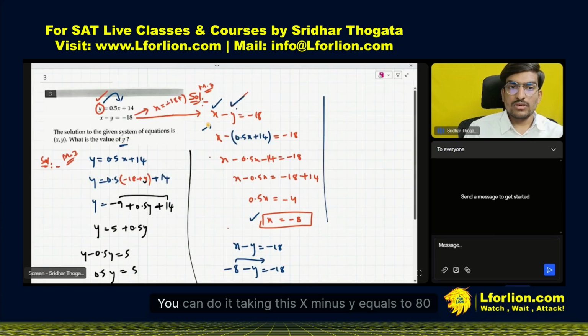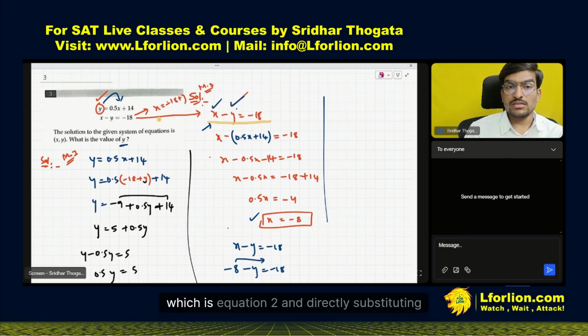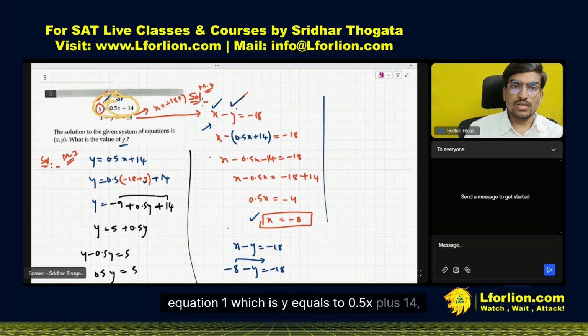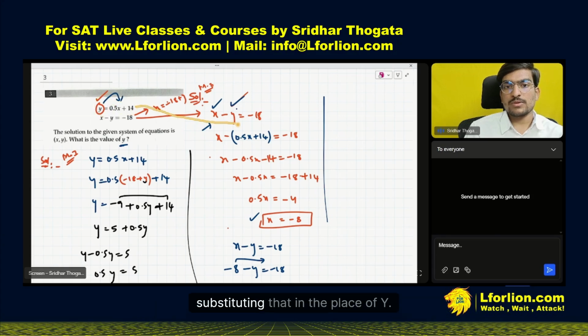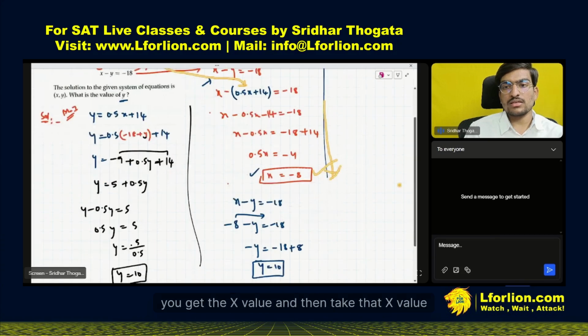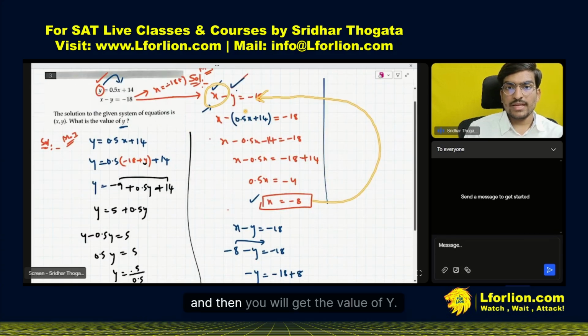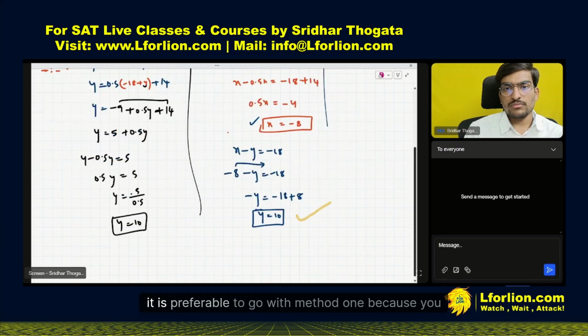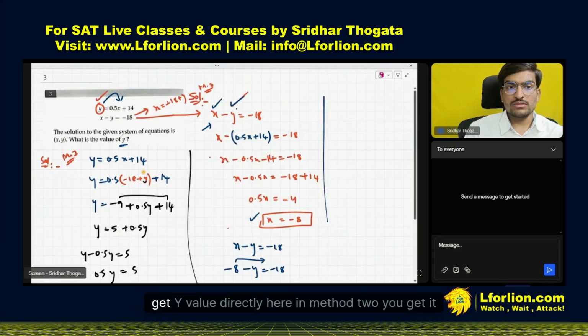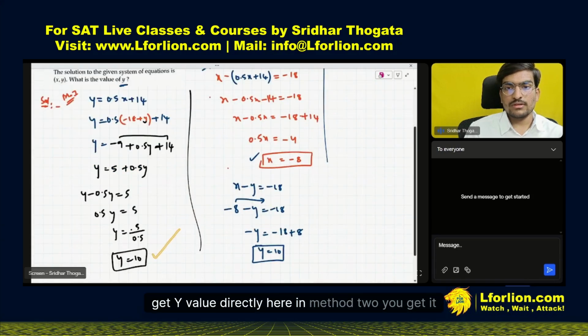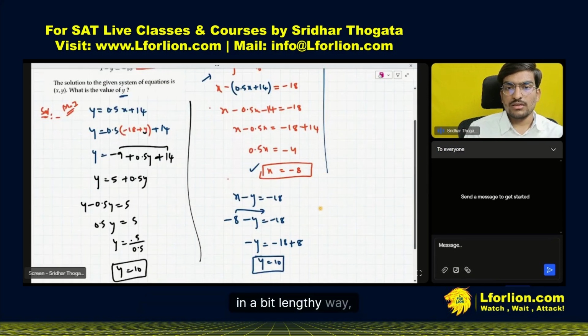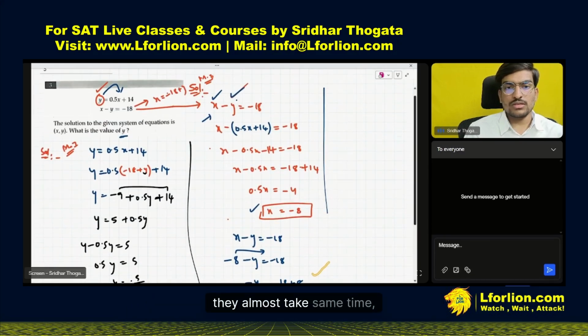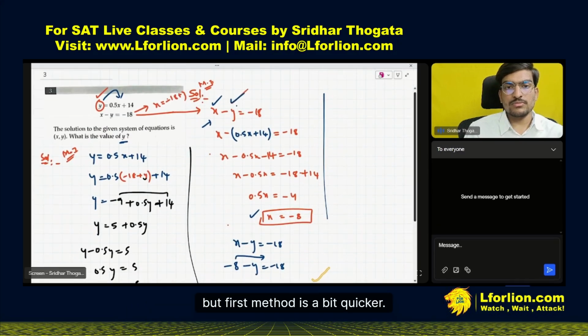There is another way you can do it: take x minus y equals 18, which is equation 2, and directly substitute equation 1, which is y equals 0.5x plus 14, in place of y. Solving it, you get the x value, and then take that x value and substitute it back into the equation, and then you will get the value of y. It is preferable to go with method 1 because you get the y value directly. In method 2, you get it in a bit lengthy way, but they take almost the same time, but the first method is a bit quicker. That's it.